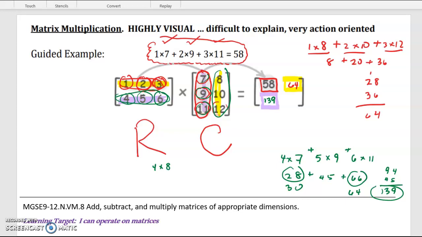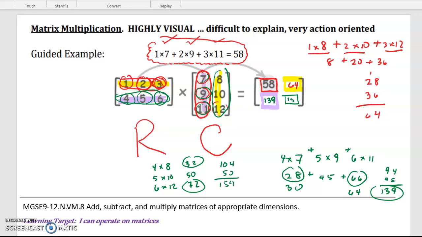Okay, and of course this one is second row, second column. That's going to go in the second row, second column. So 4 times 8, and then 5 times 10, and then 6 times 12. So it's very action-oriented, as I said up here. So it's across and down, across and down, across and down. And then we add those products. So we have 32, 50, 72. So we have 32 and 72 makes 104 plus 50 makes 154.